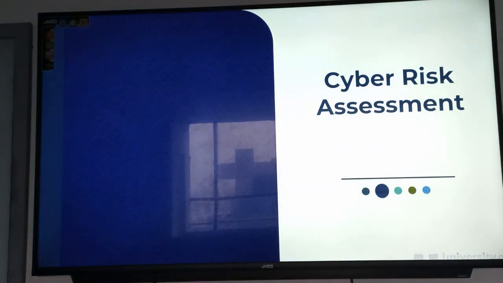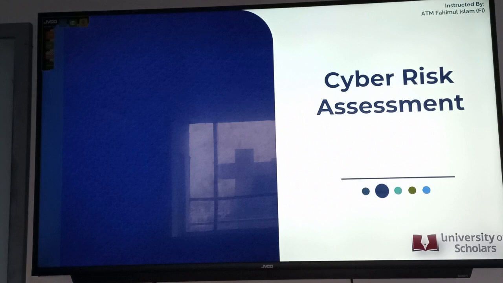Let's move on to our next segment, which is cyber risk assessment. How do we assess that, and what are the key steps in conducting a cyber risk assessment? We'll learn about a simple example of that.